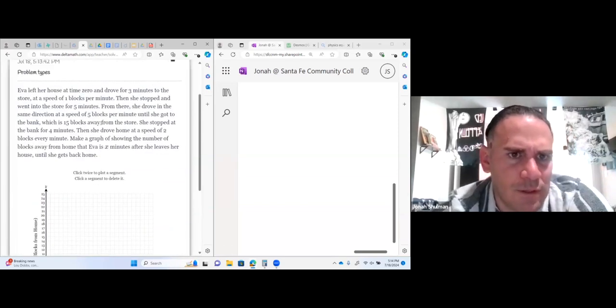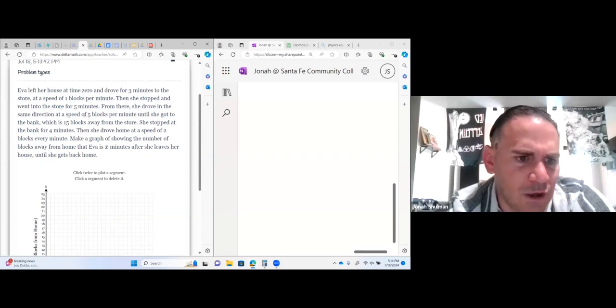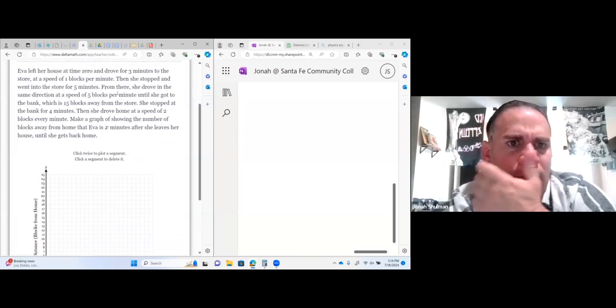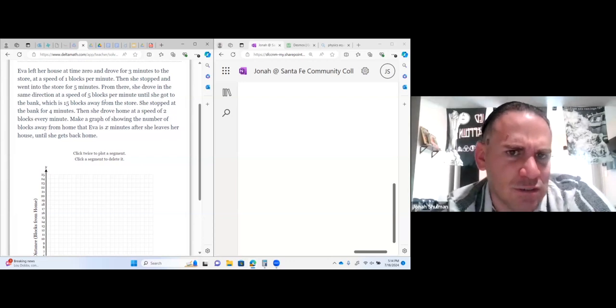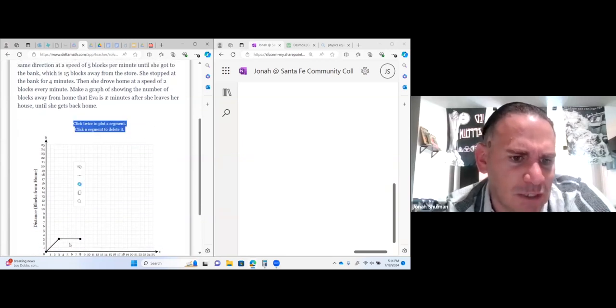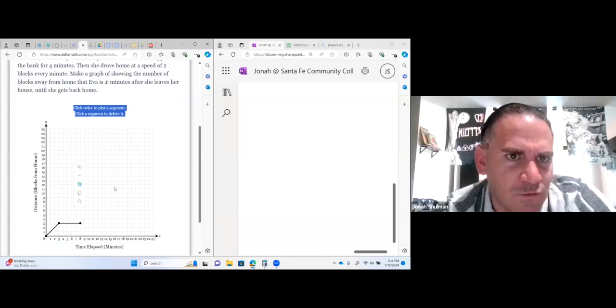That's our first part. Then she stopped and went in the store for 5 minutes. So for 5 minutes, we're not going anywhere. So ready? 1, 2, 3, 4, 5. Okay, cool. From there, she drove in the same direction at a speed of 5 blocks per minute until she got to the bank 15 blocks away. Okay, so now we're going 5 blocks per minute and we want to go 15.